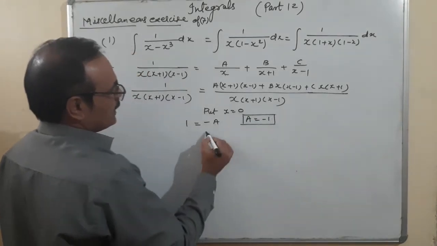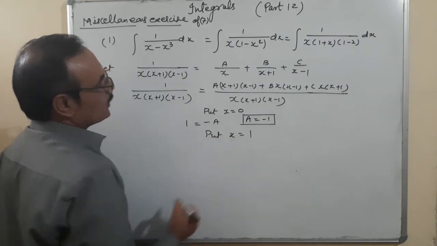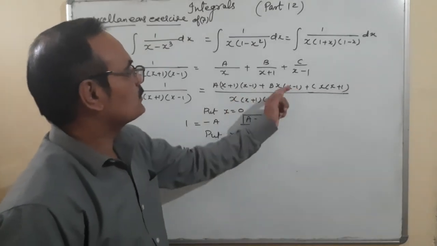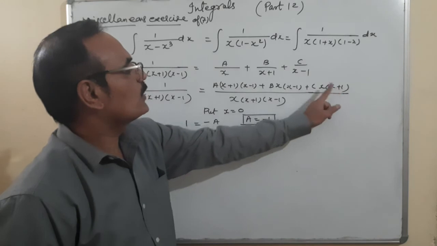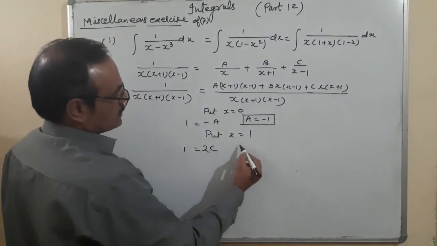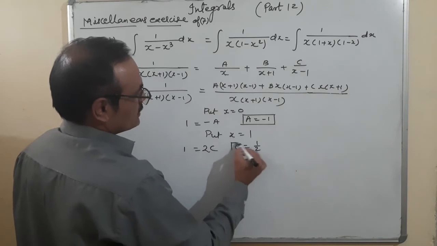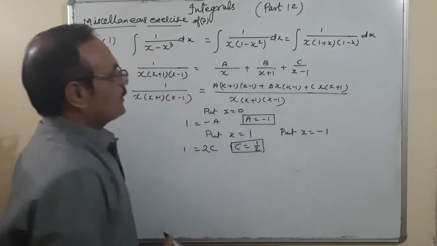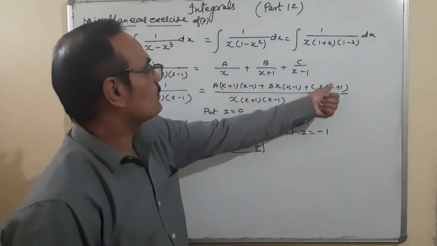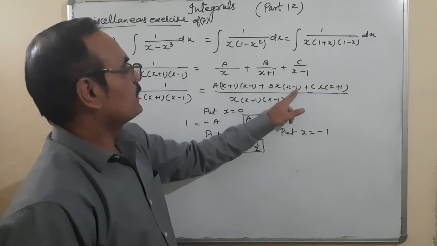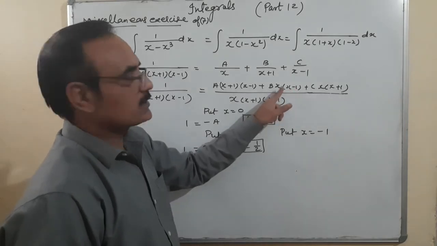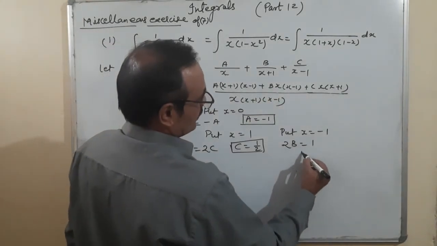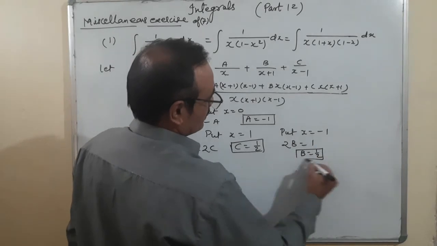Second, we put x equal to 1. Then 1 minus 1 is 0, so two terms vanish, and 1 plus 1 is 2, giving 2c. So c is equal to 1 by 2. Third, put x equal to minus 1. Minus 1 plus 1 is 0, and minus 1 minus 1 is minus 2, multiplied by minus 1, so 2b is equal to 1. B is equal to 1 by 2. These are the values of a, b, c.